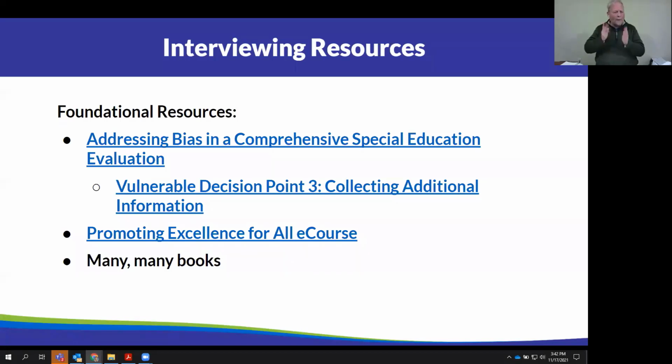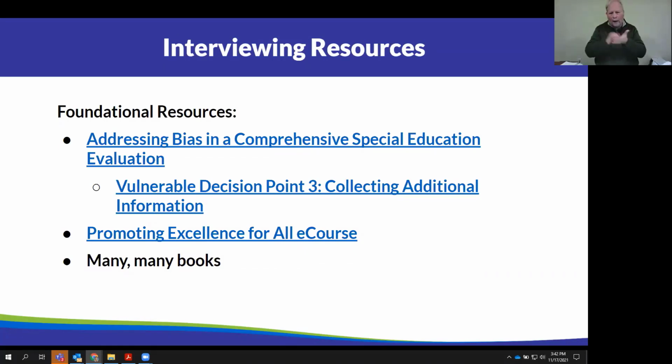Conducting an interview is full of opportunities for biases to influence the decision-making process through attributions that are unfounded, untrue, or unalterable. That makes it a vulnerable decision point when you're doing interviews, particularly with parents and the student themselves. So again, we have those resources about vulnerable decision points and where bias shows up in the special education evaluation process and how to address them.